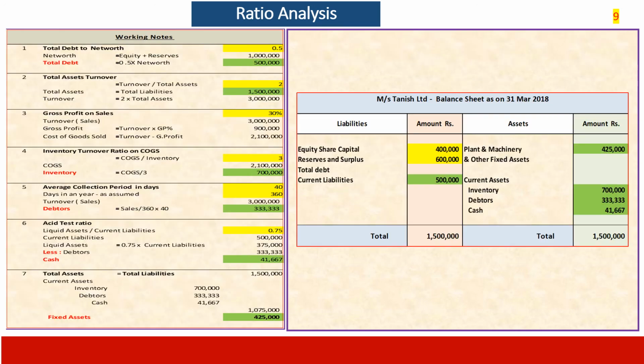And that takes us to your final answer, which you will be presenting: the completed balance sheet along with working notes, which are required to accompany it. This is 1, 2, 3, 4, 5, 6, 7, which we worked alongside. And this is how the problem gets a solution.